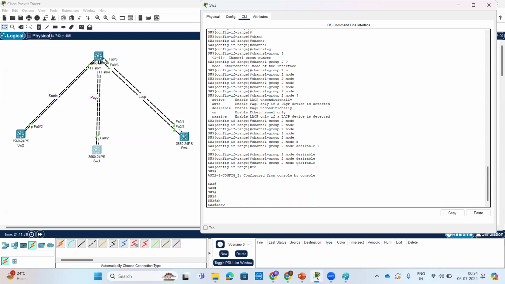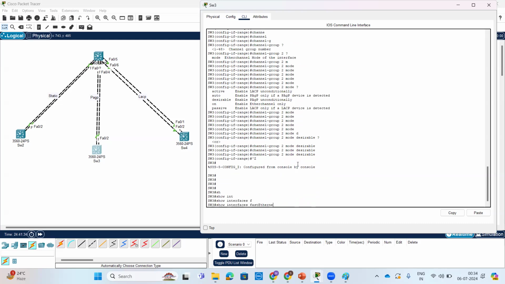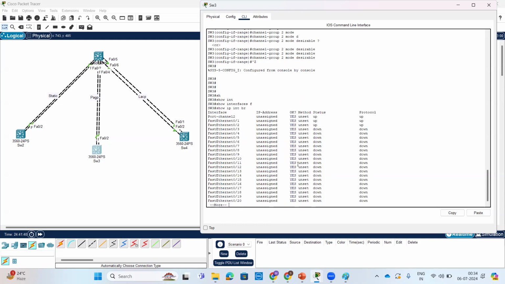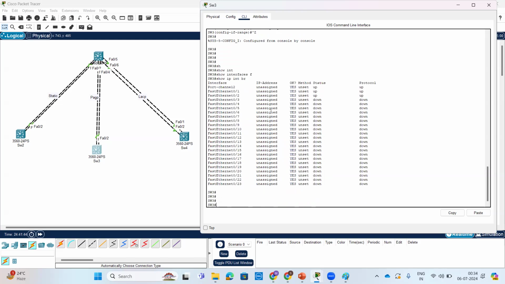So show interface FastEthernet. Show interface brief. I am removing the port channel now. How will we remove it? Config terminal.